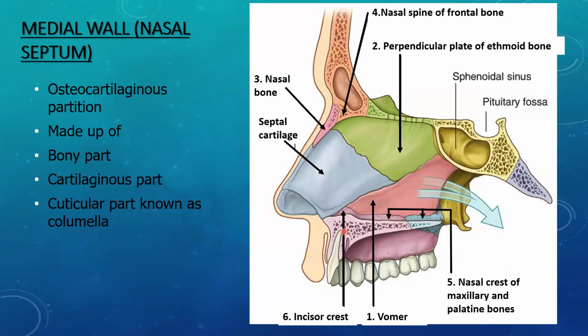The cartilage is only one. You just write septal cartilage, and in front it is formed by skin known as the columella. So they are the structures forming the nasal septum. This we have to write. So you write bony part, then cartilaginous part, then skin part.